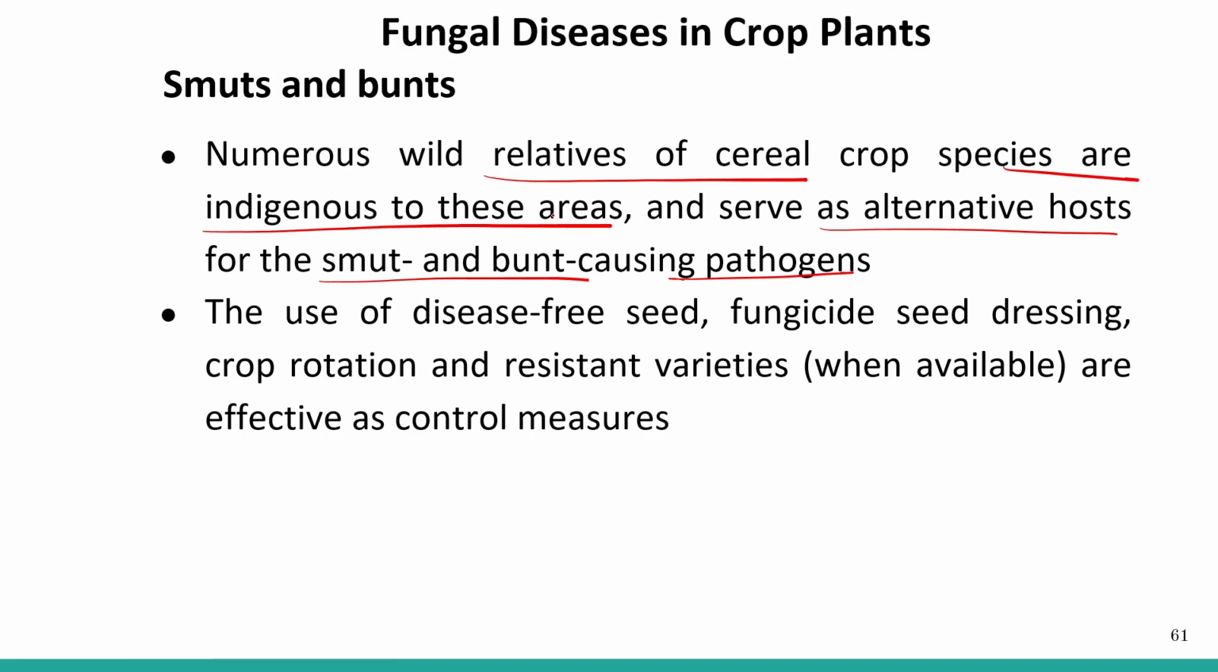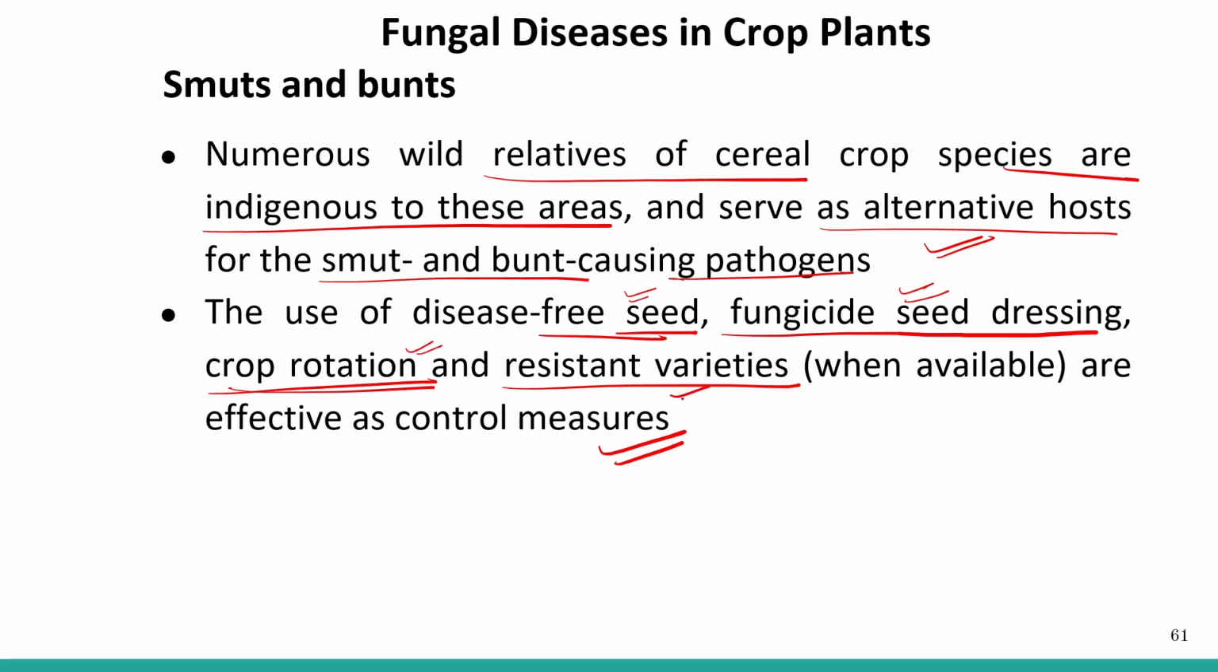So there are some alternative hosts also. Some of the indigenous species of the cereal crop work as an alternative host for these fungi. The use of disease-free seeds, fungicide seed dressings, crop rotation, and resistant varieties are effective as control measures. So we can control these smuts and bunts by treating the seeds with fungicide, that is fungicide seed dressing. We can also go for crop rotation and resistant varieties. Some resistant varieties are there for smut and bunts, so that we can opt for them.